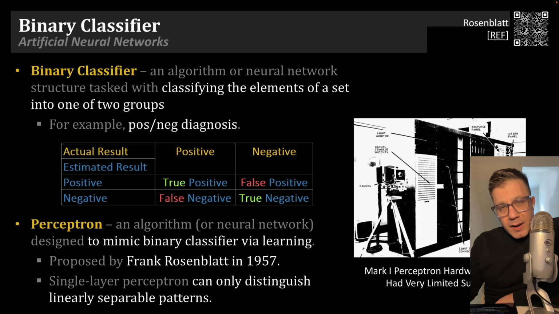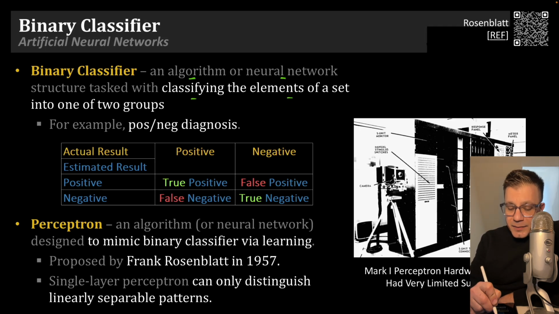The binary classifier is an important and fundamental type of artificial neural network, one that can be used to address a number of really important problems with yes or no answers. Let's say, for example, your iPhone is trying to determine whether the person looking at it is its owner, whether it should yes or no unlock the operating system, and that could fall under the category of a binary classifier. So it's an algorithm or neural network structure that's tasked with classifying the elements of a set into one of 2 groups, and another example could be a positive or negative medical diagnosis.